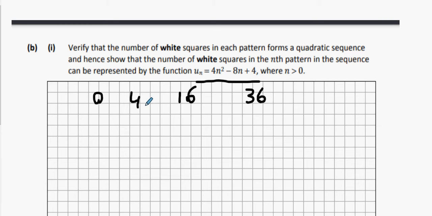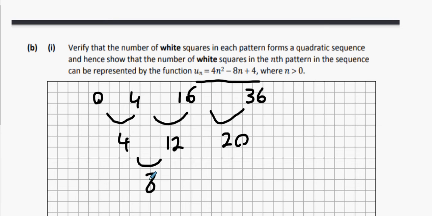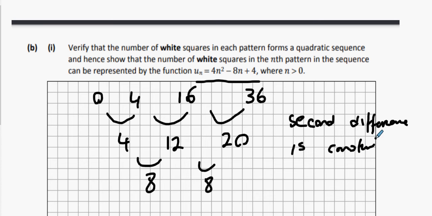Now let's verify it's a quadratic. If it's a quadratic, the second differences will be the same. So that's 4, 12, and 20, and then the second difference is 8. The second difference, or difference of the differences, is the same. The series is quadratic.